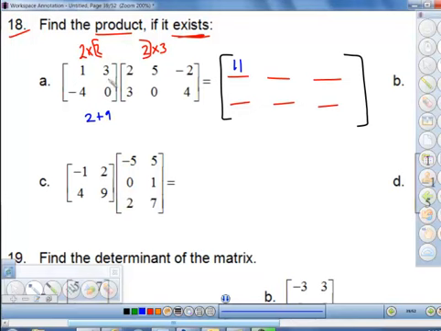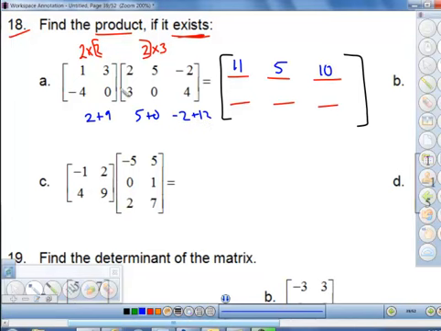Okay? That makes sense? Now, to find out this position, we're going to go first row times second column. So that's 1 times 5, which is 5. 3 times 0, that's going to be 0. So that's just going to be 5. Okay? Then first row, last column, or the third column. 1 times negative 2 is negative 2. 3 times 4 is going to be positive 12. So that's going to end up being a 10.